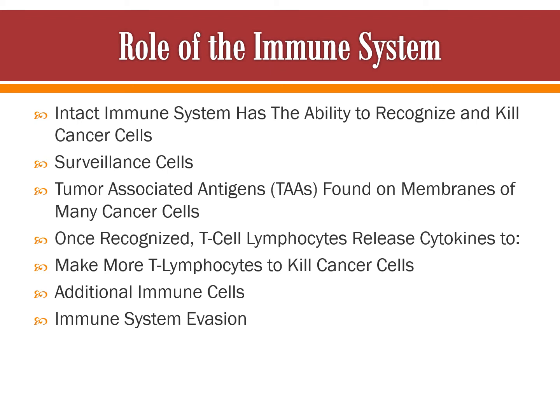The role of the immune system. So we've kind of talked about this already when we did immunity. So I really don't have to go into this too much. We know that it's to recognize and kill cancer cells when it comes to cancer in particular, right? There are surveillance cells that we have. And we know that we are looking for the tumor-associated antigens that are found on many cancer cells. And once we've identified those cancer cells, we are sending out our T cell lymphocytes. They're going to release cytokines, and the job for the T cell lymphocytes is essentially to kill the cancer cells.